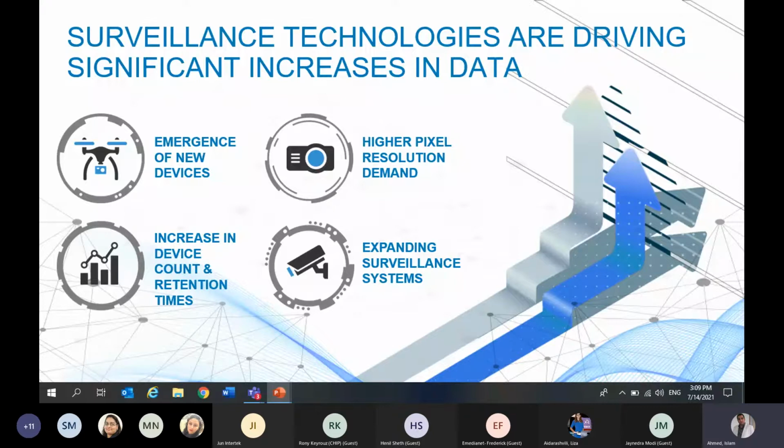You can get information about the status of the traffic. You can get information about the parking lots. You can get information about accidents and incidents in the street. So the core of the surveillance project for smart cities is the video and the camera, and that becomes a very huge increase in the demand for data.